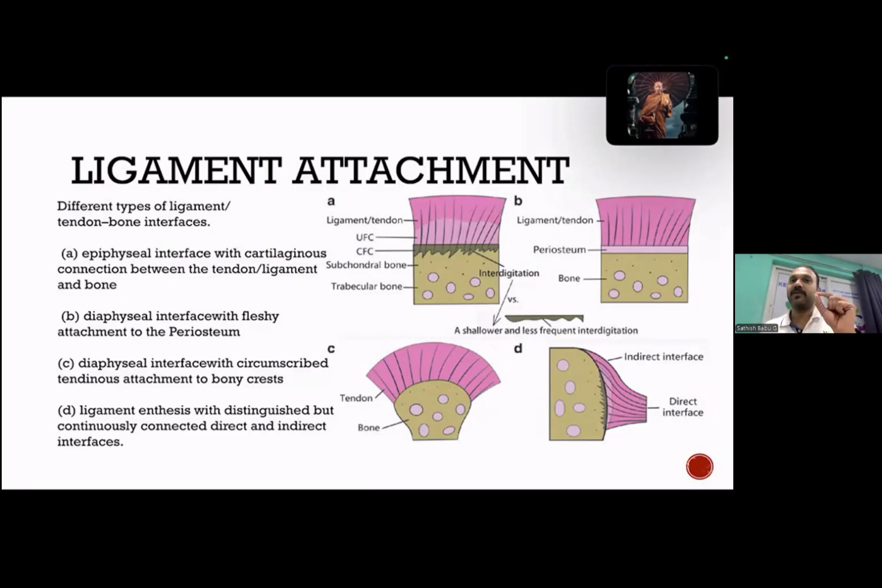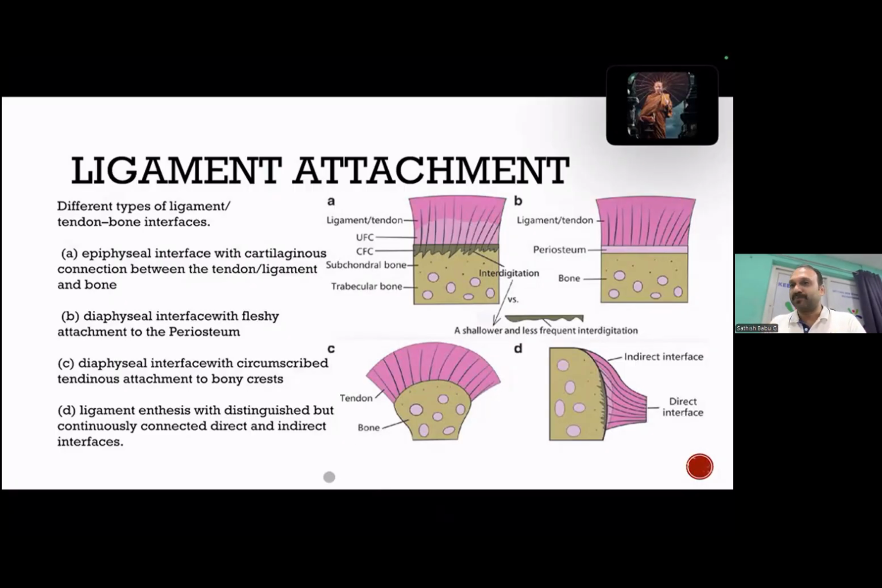When the diaphyseal interface is there, the pathology is going to be different. So if you understand what type of attachment a biceps tendon or the supraspinatus tendon is having, you will understand how to work on the recovery. That's why we are focusing on the pathophysiology part of the tendinopathy workshop this time.